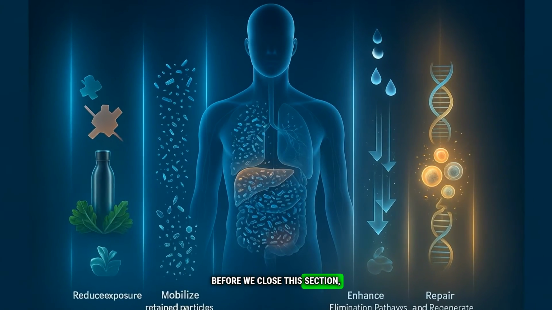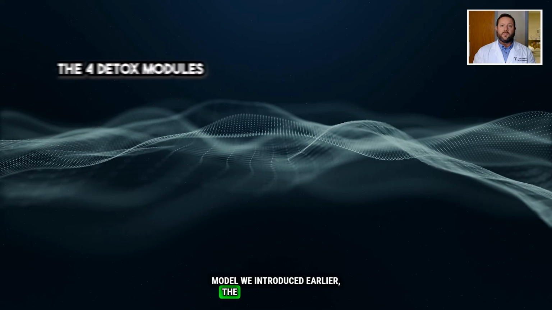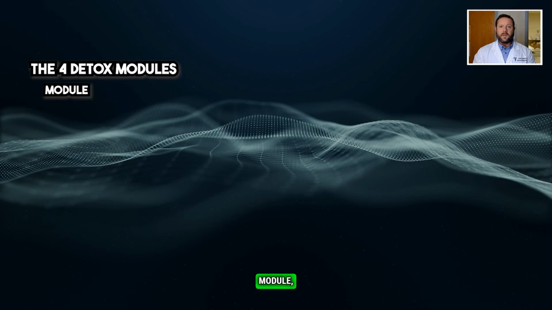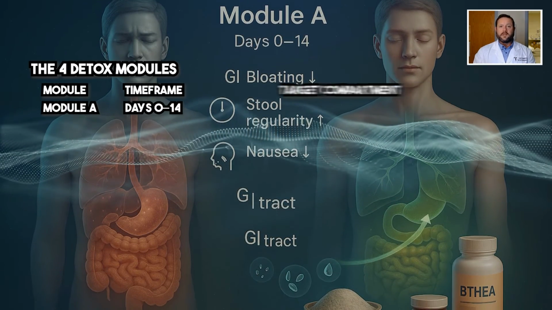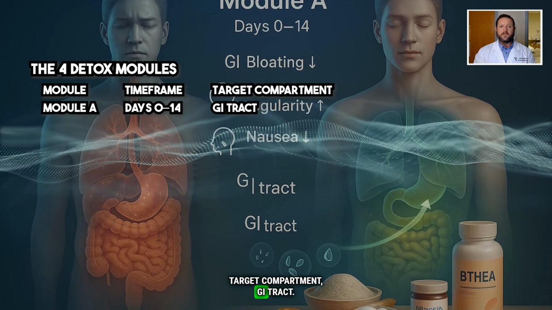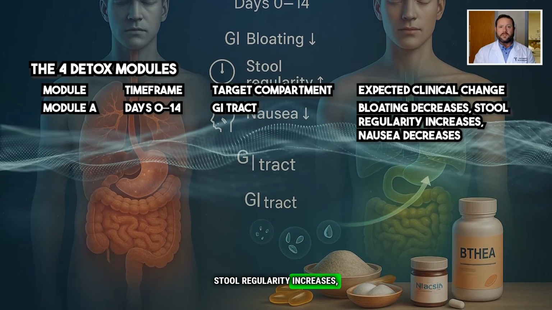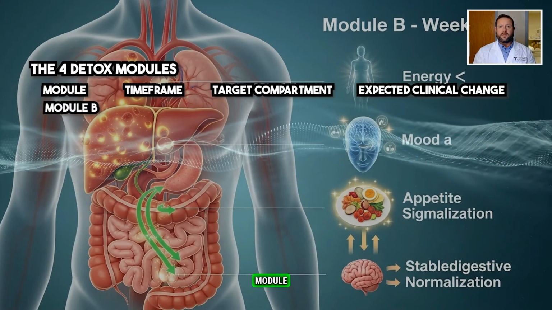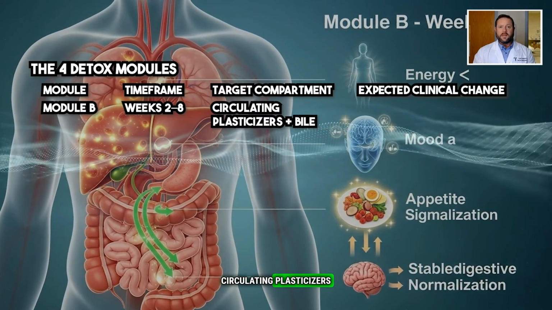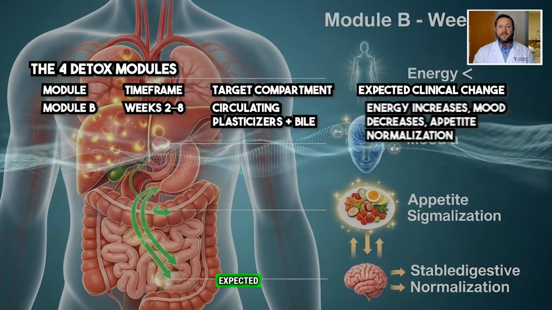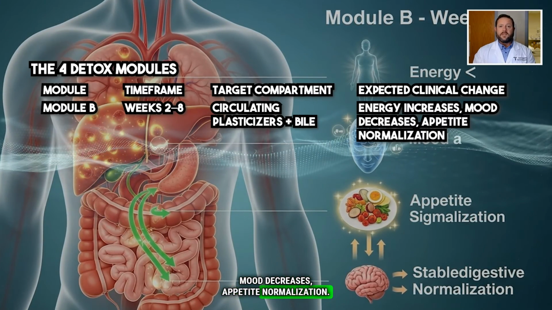Systems-Based Timeline, the 4 detox modules. Before we close this section, let's walk through the patient-facing model we introduced earlier, the 4 detox modules. Module A, time frame, days 0 to 14, target compartment, GI tract, expected clinical change, bloating decreases, stool regularity increases, nausea decreases. Module B, time frame, weeks 2 to 8, target compartment, circulating plasticizers plus bile, expected clinical change, energy increases, mood improves, appetite normalization.